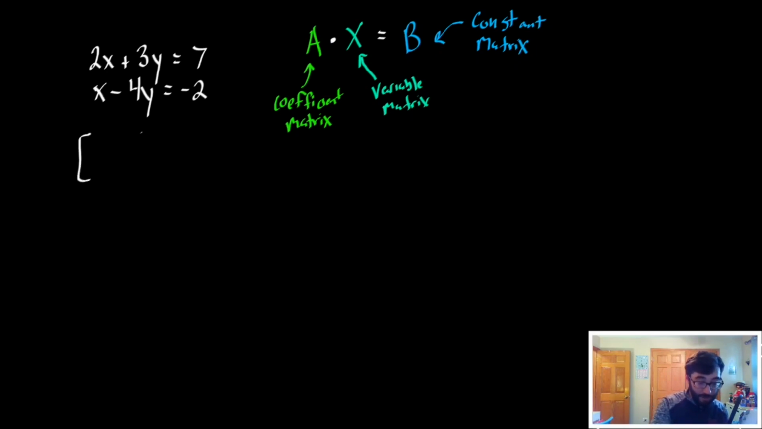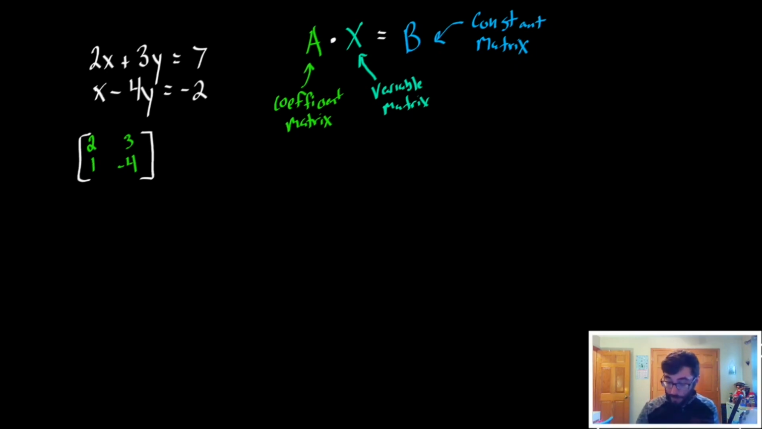So I'm going to set up matrix A, which is going to be all the coefficients. In the first equation, the coefficient on x was 2 and the coefficient on y was 3. Then I look at my second equation. The coefficient on x was 1, and the coefficient on y was -4. Notice how they line up: x over x, y over y.